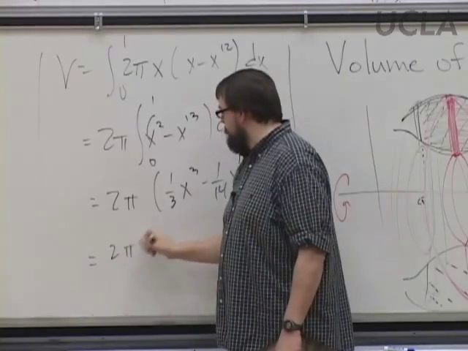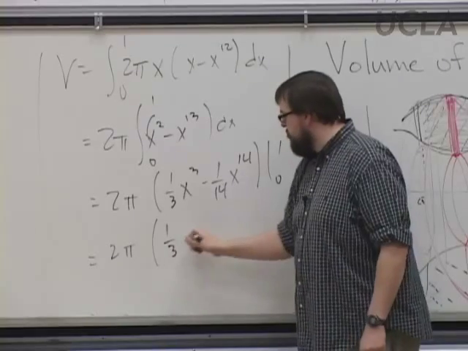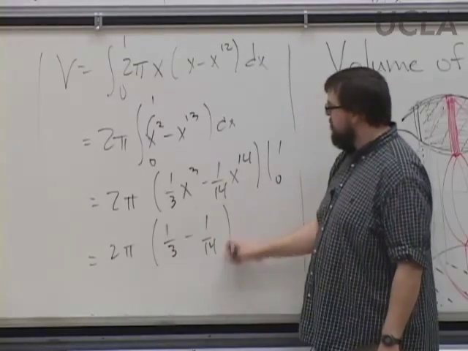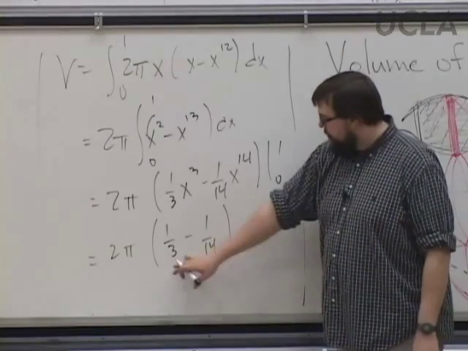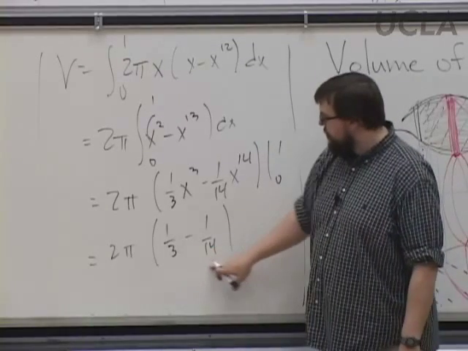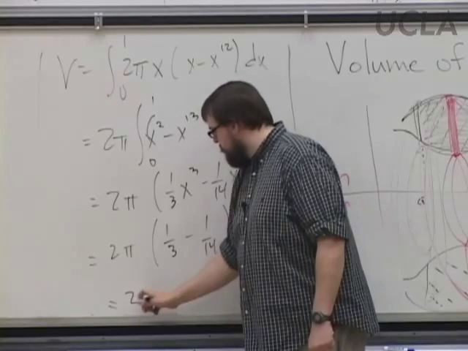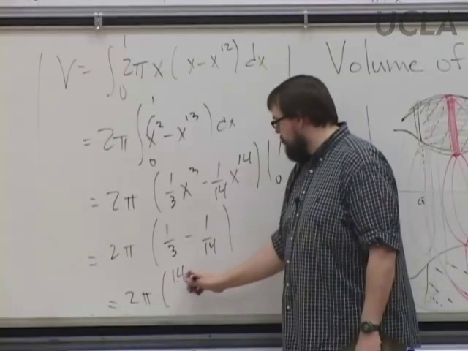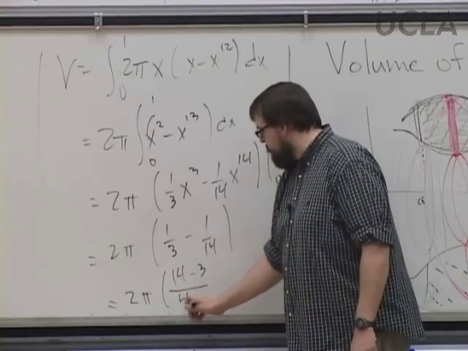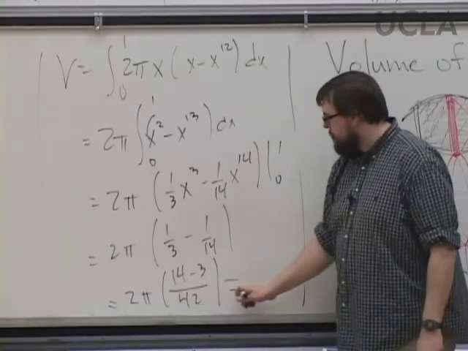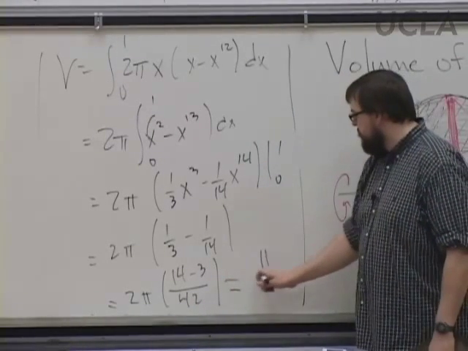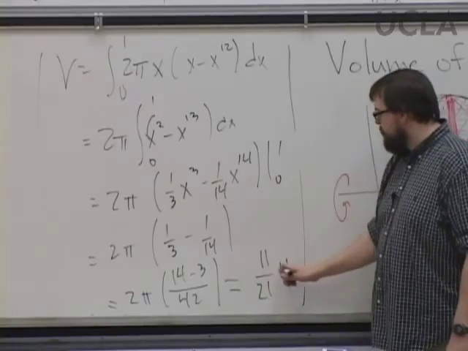And when we plug in 1, we get 1/3 minus a 14th. And when we plug in 0, we get 0. So 3 times 14 is 42. So 42 is our common denominator. So this is 2 pi times (14 minus 3) over 42, which we can make look a little bit nicer. That is 11 divided by 21 pi.